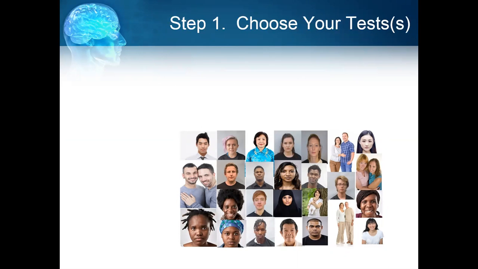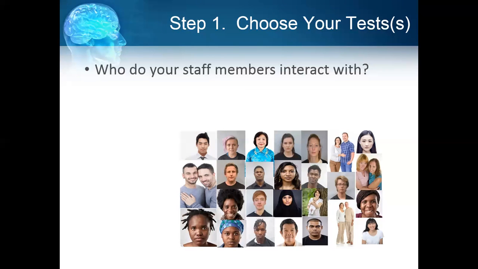So let's start off with choosing the test then. Very few organisations just go and choose a random test to test their staff with. There's usually some kind of reason that they choose it. And it comes really, I guess, in two parts. The first one is, who do our staff members interact with? Who would we like them to be aware that they might have a bias towards a particular group?